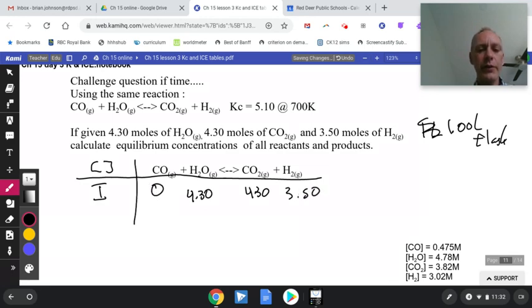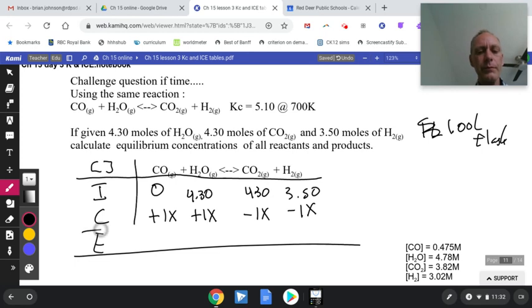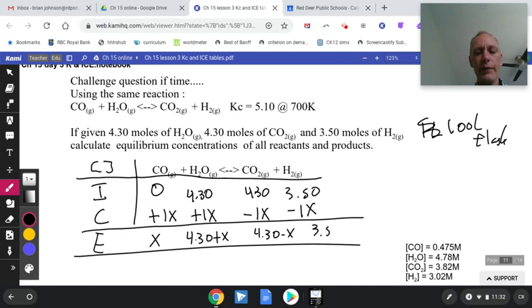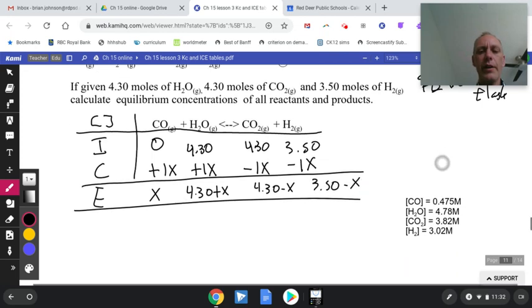So it has to move towards the 0. So we're going to gain 1x, gain 1x, lose 1x, lose 1x. Okay, x, 4.30 plus x, 4.30 minus x, 3.50 minus x. Plug them into the equilibrium expression.